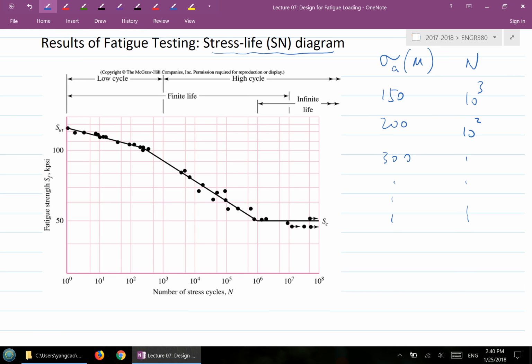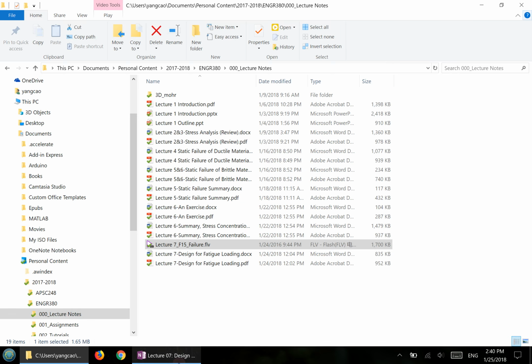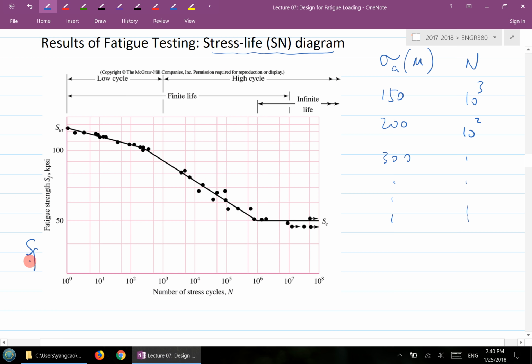This S-N diagram is a very useful diagram to use in order to prevent failure from happening. It's very much like the tensile test. You do one tensile test, you get the yielding strength. If you look at the vertical axis here, we call that fatigue strength. Notation-wise, we use S_F for fatigue strength, and we associate it with a number of cycles that are here.